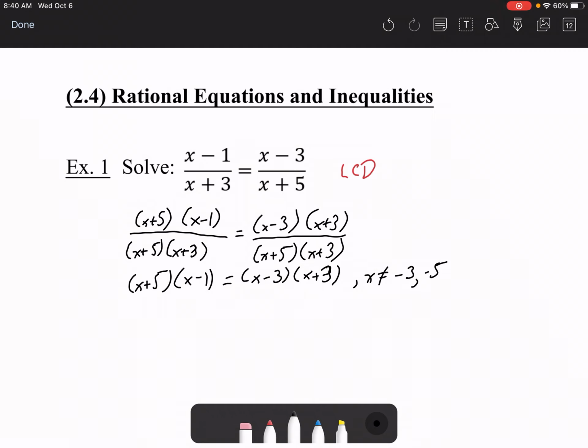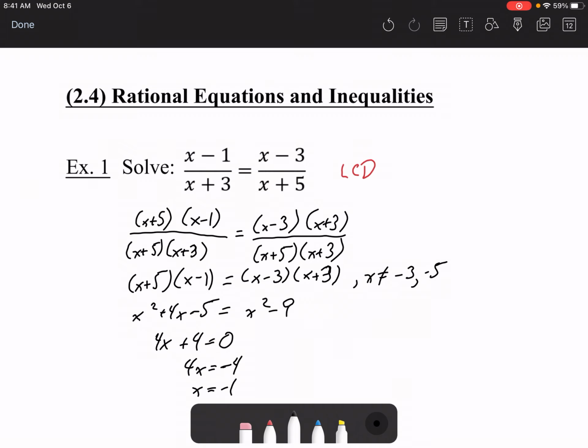So now you have two quadratics equaling each other. Expand and simplify. Gather like terms. And solve. Here you see a solution does turn out to be x equal to -1. If the value did turn out to be -3 or -5, please realize that was not possible due to our original restrictions.